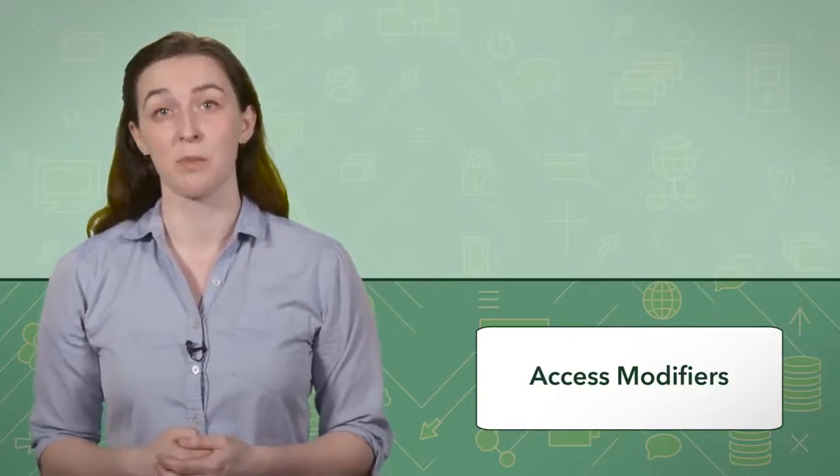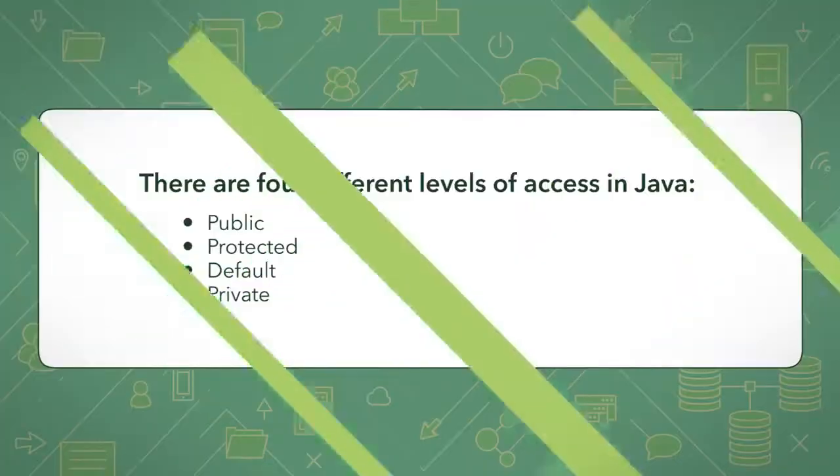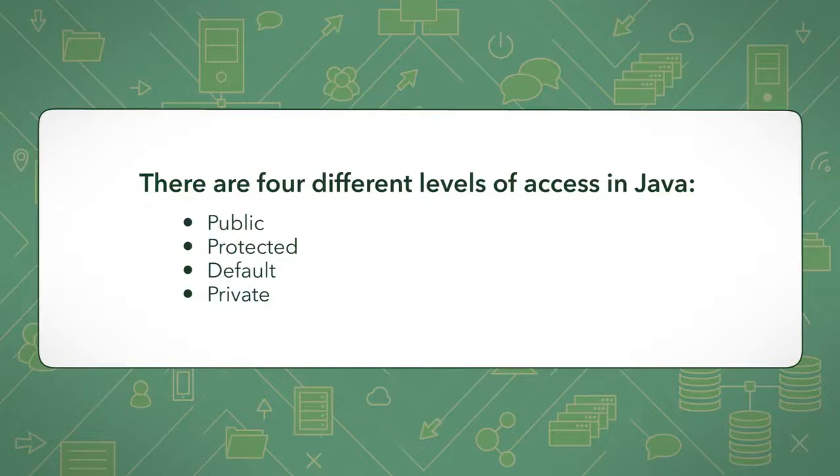You can hide information through the use of access modifiers. You probably have experience using them. Access modifiers change which classes are able to access attributes and behaviors. They also determine which attributes and behaviors a superclass will share with its subclasses. There are 4 different levels of access in Java: public, protected, default, and private.